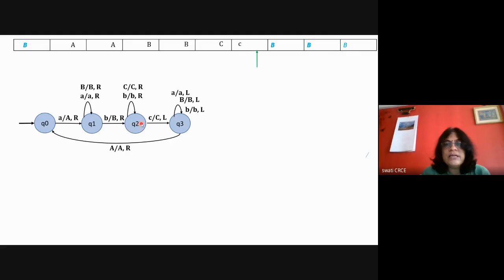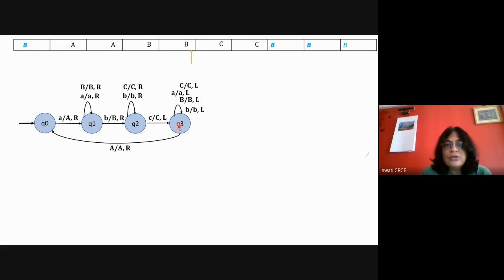In the state Q2, it is getting small c. The transition for small c is already done in the previous iteration. So small c will be changed to capital C, but it is going to the state Q3. Okay, so small c changed to capital C and it is going to the state Q3. Now in the state Q3, it is getting capital C. So in the state Q3, the transition for capital C is not mentioned. But for capital C also, it has to go back. It has to go back till it gets the capital A. So in Q3, for capital C, it will go to left, and it is in the same state Q3.